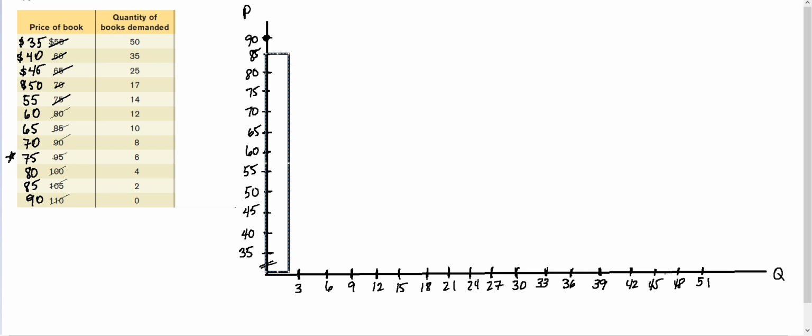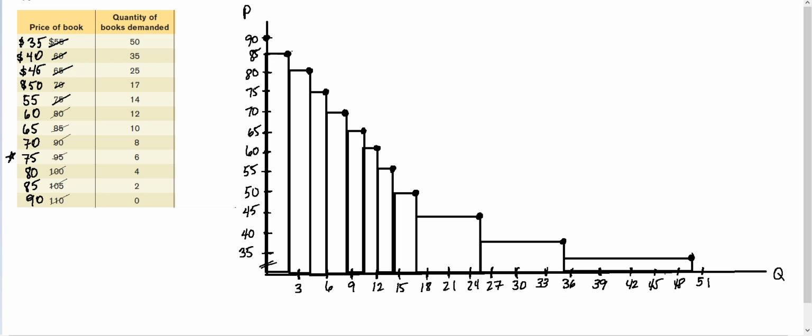Okay. And then I have, at the price of $80 per book, 4 individuals demanding the book. So at $80, I have 4. Okay. Then at $75, I have 6 individuals demanding books. So 75, 6. And I'm just going to continue in that way until I've represented all the information in the table.